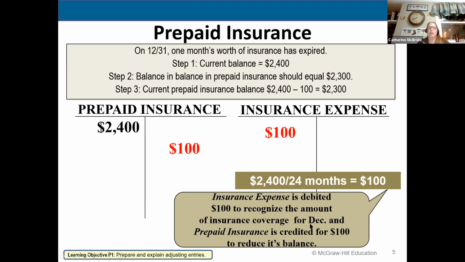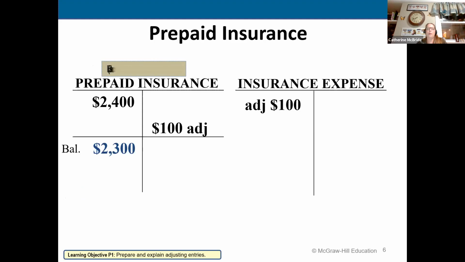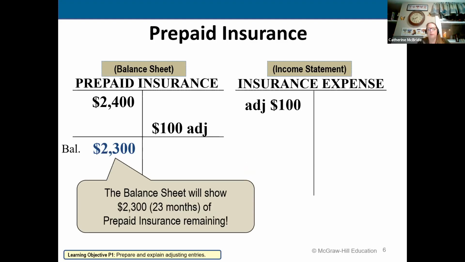We're going to make this entry every month for 24 months. And every month our income statement will show a $100 insurance expense. And every month the balance in our prepaid insurance will go down another $100. So after 1 month, the balance is $2,300. What will the balance be after 2 months? $2,200.